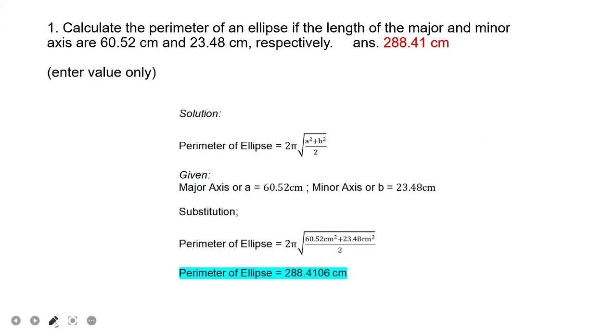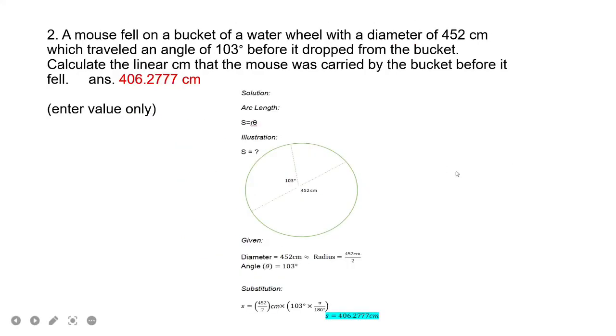So for the next problem, a mouse fell on a bucket of a water wheel with a diameter of 452 centimeters, which traveled an angle of 103 degrees before it dropped from the bucket. Calculate the linear centimeters that the mouse was carried by the bucket before it fell.